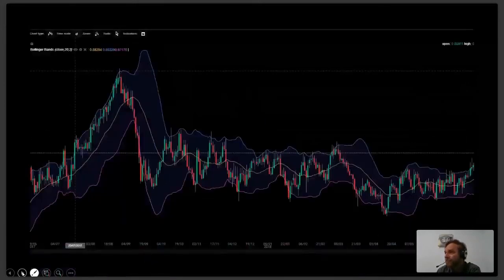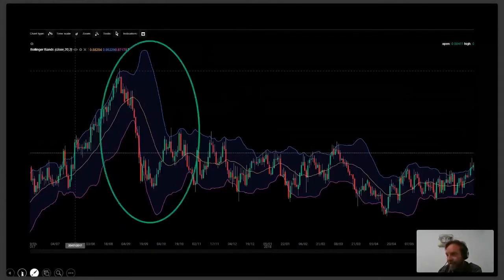Now here's an example. Okay, so here's our Bollinger Bands. There's the top band, here's the bottom band, and in the middle is our moving average, the simple moving average of 20. Okay, so here's the theory.